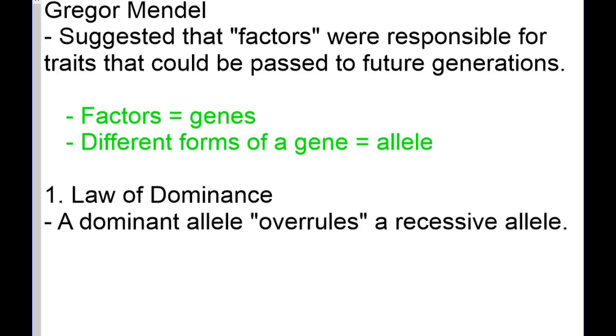And based on that, he noticed that with things such as color, specifically yellow peas or green peas, whether or not those pea plants were tall or short, whether the pea seeds were wrinkled or smooth, those three things could actually be passed down from one generation to the next.